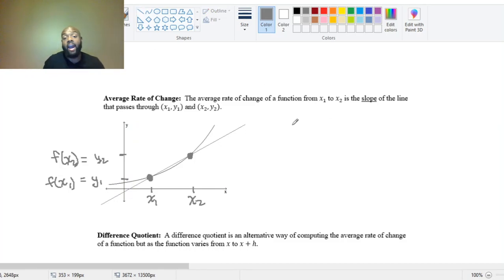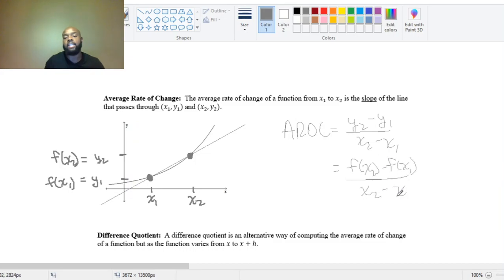And remember, our slope is given by y2 minus y1 over x2 minus x1. Or you can use the formula f of x2 minus f of x1 all over x sub 2 minus x sub 1. That's your average rate of change, and it's basically the slope of that line that passes through those 2 points. I said all that to say that, all right?